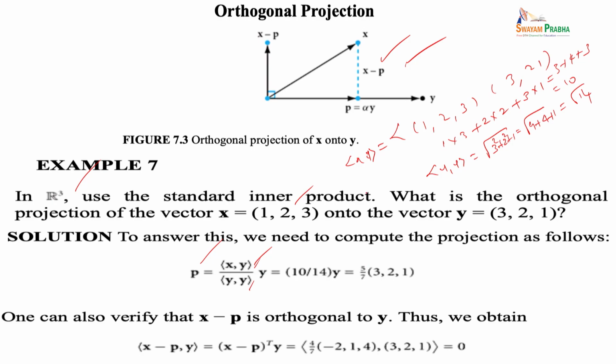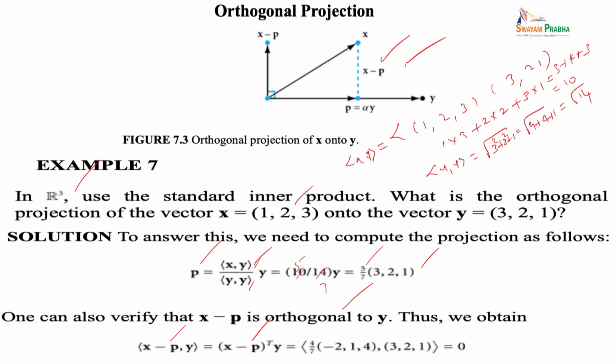So, y is nothing but 3, 2, 1. So, 10 by 14 is 5 by 7, right, 5 by 7. So, 5 by 7 of the vector 3, 2, 1 will generate the corresponding p value. So, one can also verify x minus p is orthogonal to y. So, we obtain x minus p comma y is x minus p transpose y.